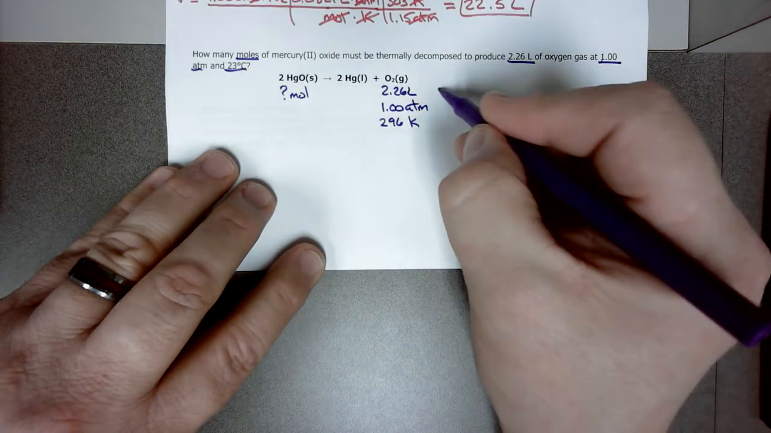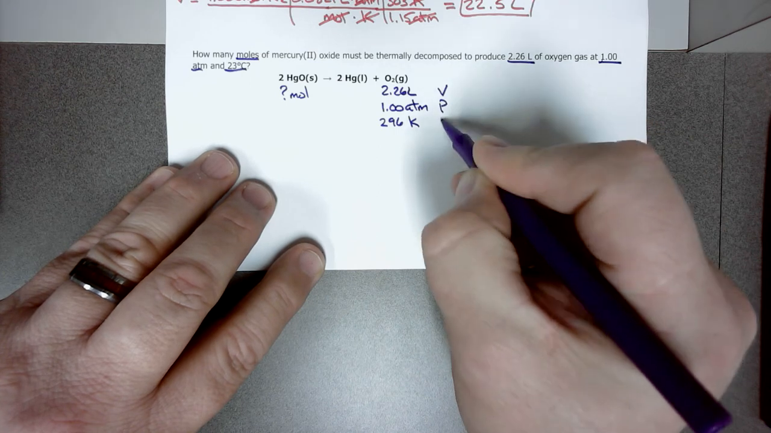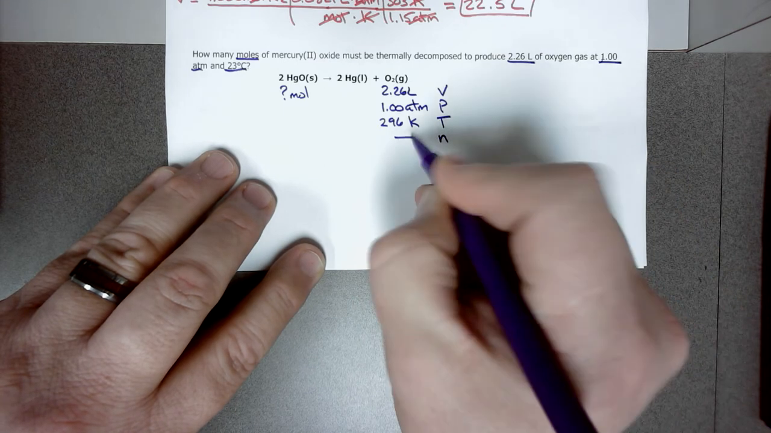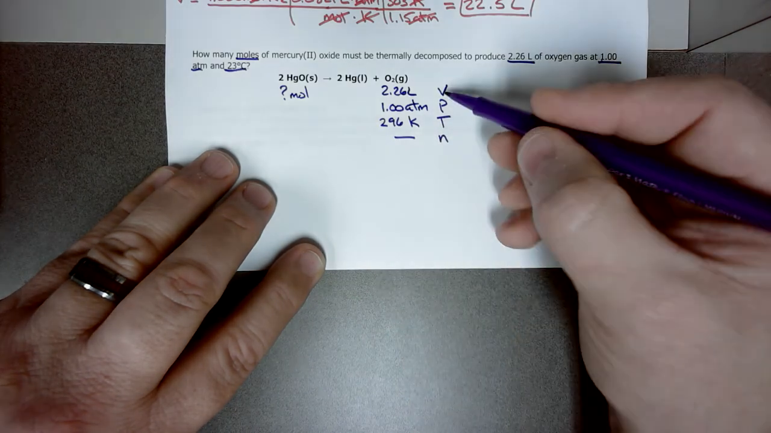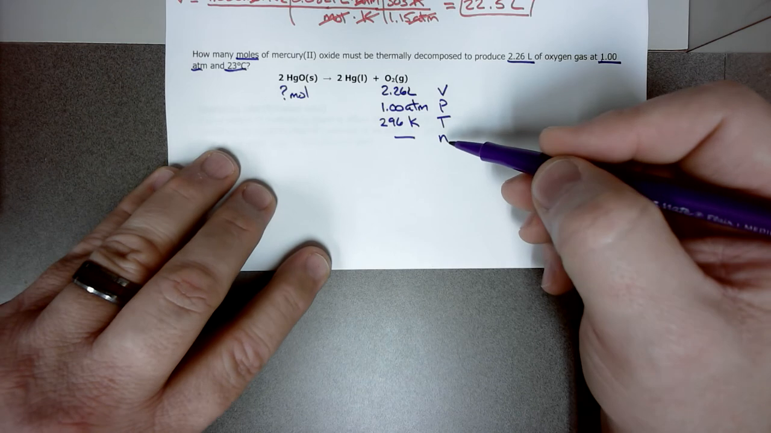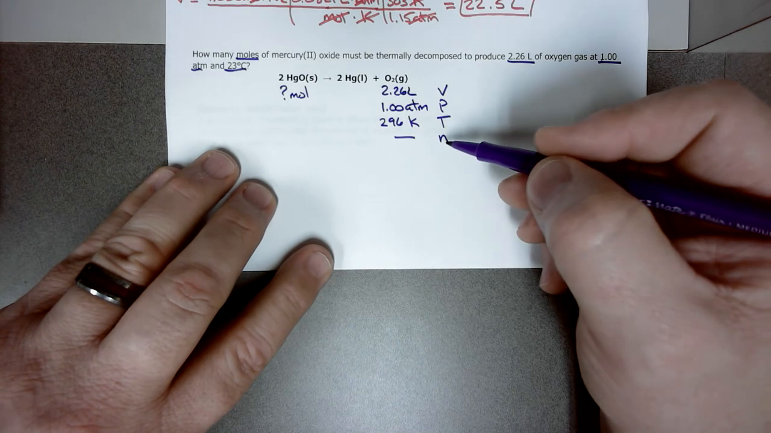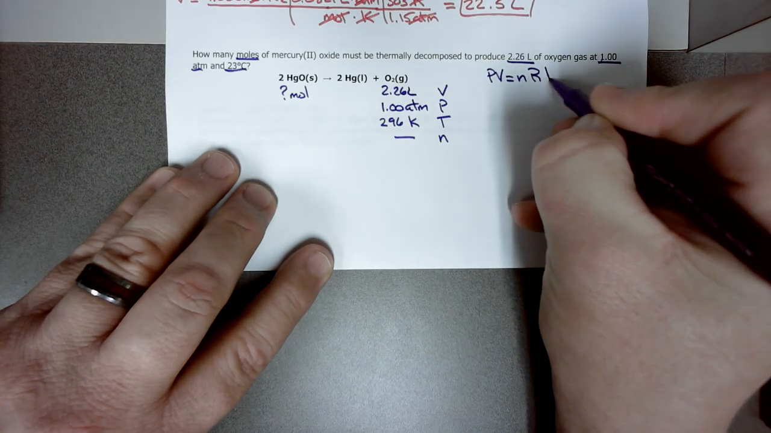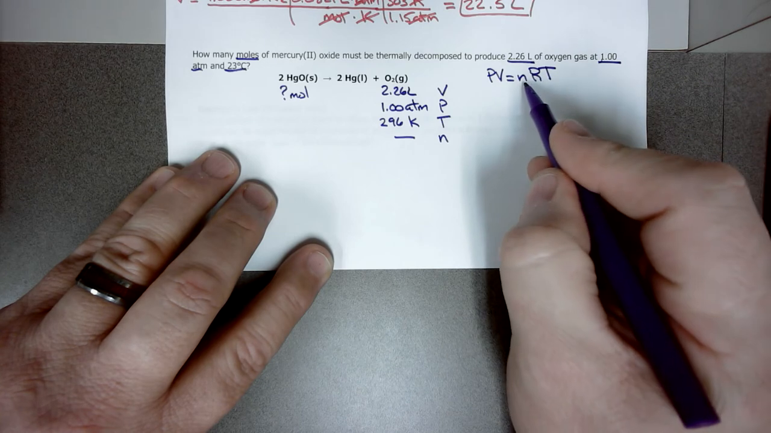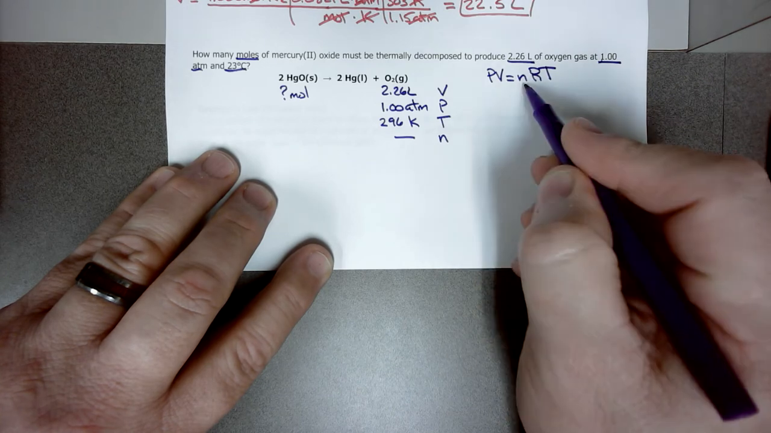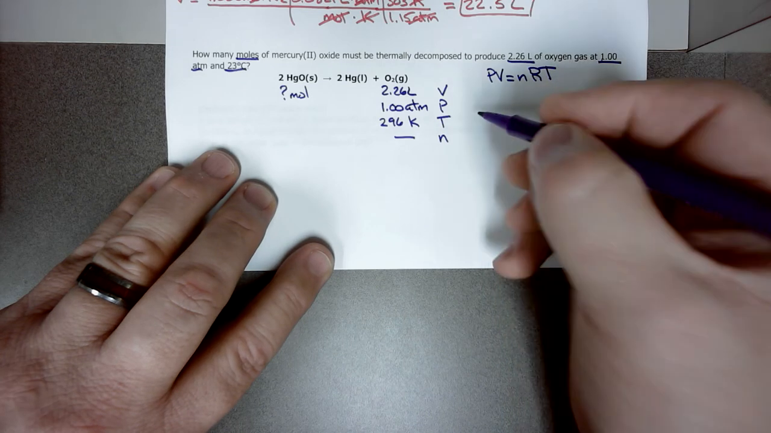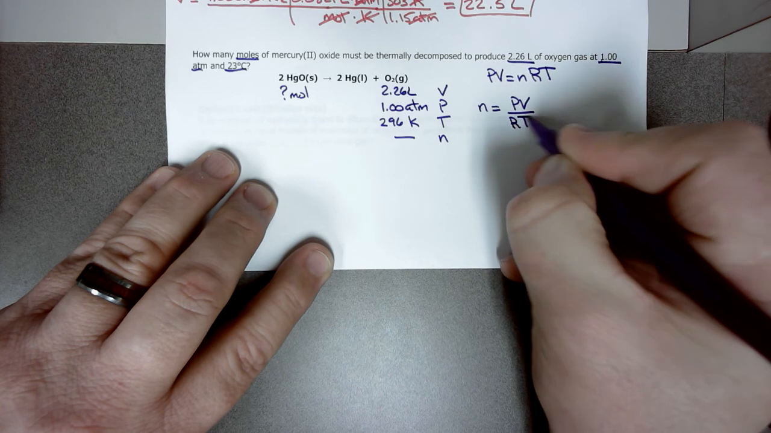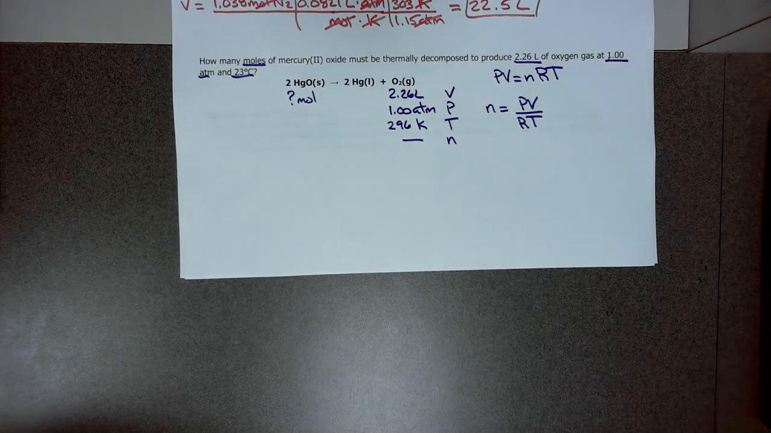Again, I'm going to identify all my variables. So we have volume, pressure, temperature. In this case, the fourth variable that I'm missing is n. But because I have 3 of the 4, I can use my equation, PV equals nRT, to find n. So let's do that. We're looking for n, so let's divide both sides by RT. So n is equal to PV over RT.